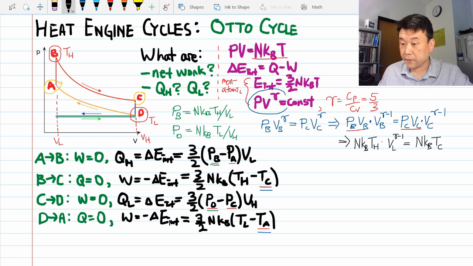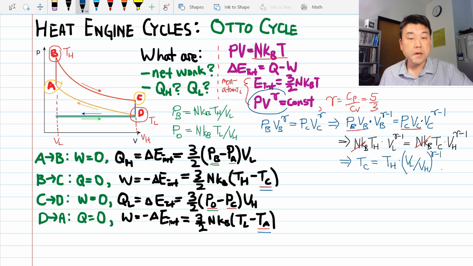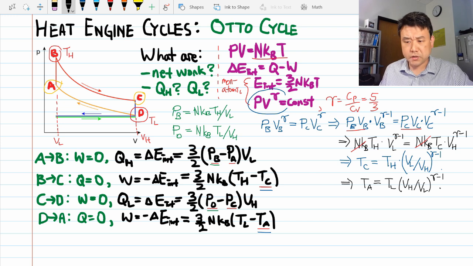And at point C, the volume is VH. Some things nicely cancel out. And we can solve this for TC here. And we can imagine going through a similar calculation with TA. I'll leave it to you to do the step-by-step calculation. Let me write down the result here. Alright, if necessary, pause and make sure that these results make sense.